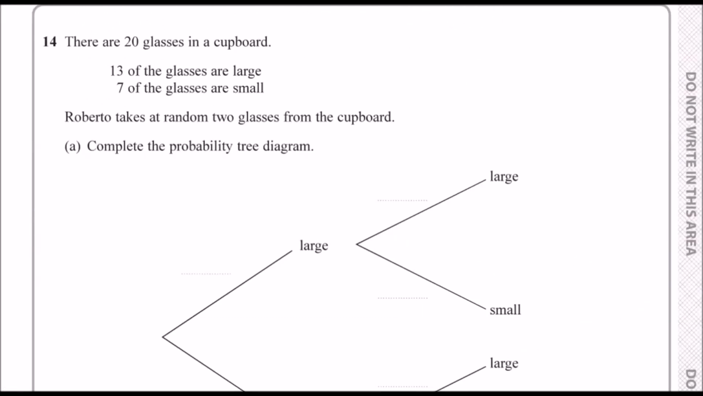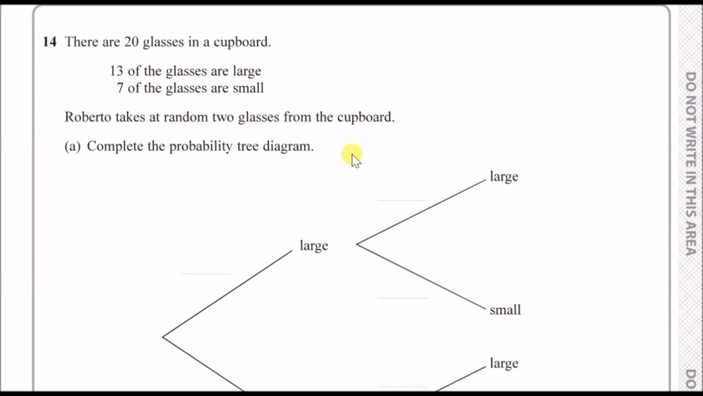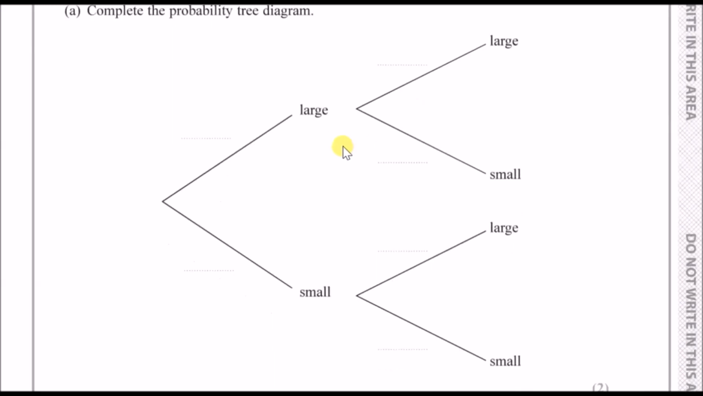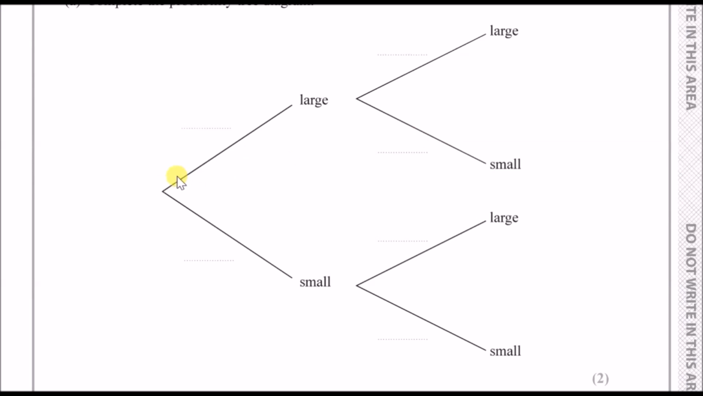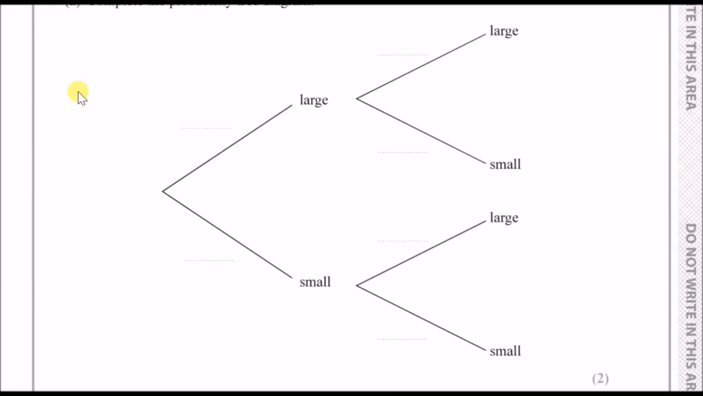All right, number 14. So there are 20 glasses in a cupboard. Now 13 of them are large and the rest are small. Roberto takes at random 2 glasses from the cupboard. Okay, to complete the probability tree diagram, let's have a look here. If you took a large one, well, we know there's 13 and there's 20 together. So that means the probability must be 13 over 20. And we know for small, there are 7 out of 20.